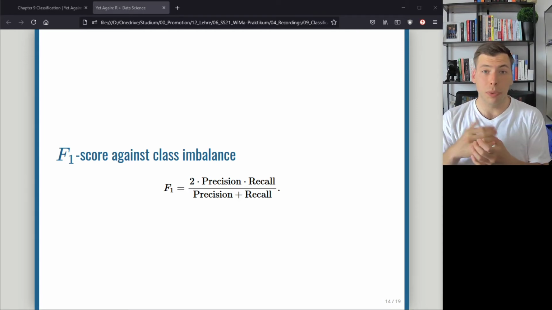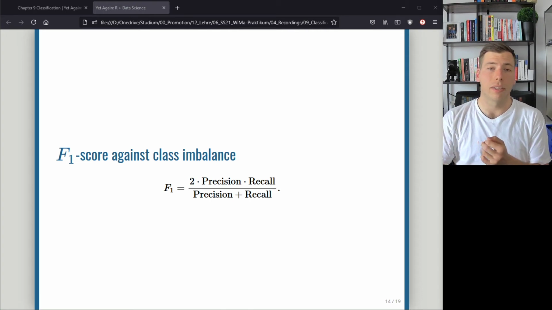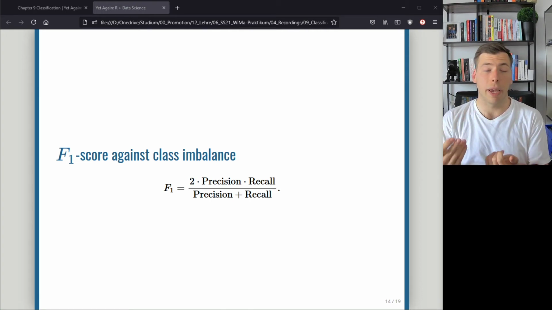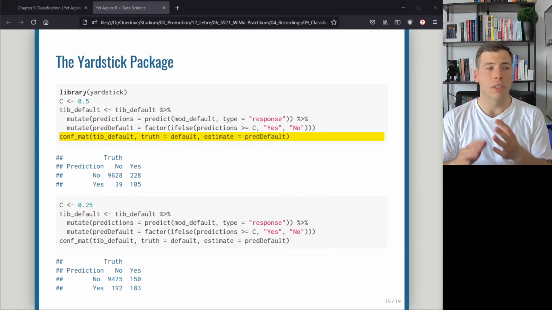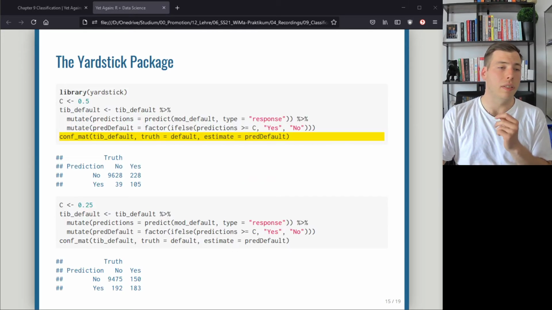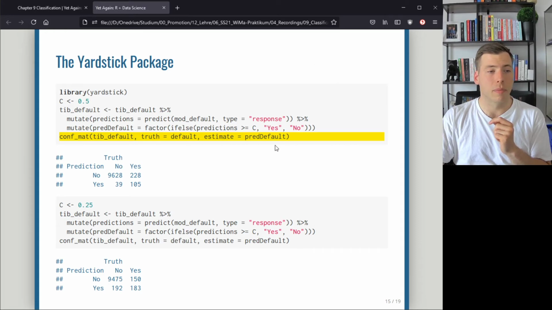So how do we compute these things in R? It's the yardstick package, which is also part of the tidymodels meta package, and we can easily compute all of those. Probably it was easy before that too, but I'm using the yardstick package, and I think it's quite neat. So using it, we can simply compute the confusion matrix with the conf_mat function.